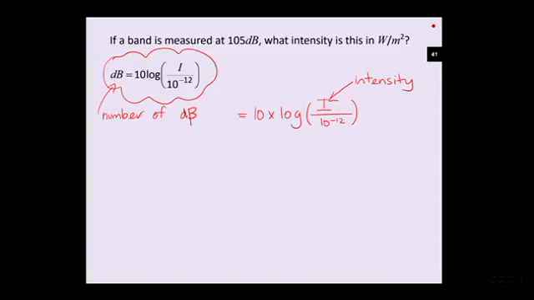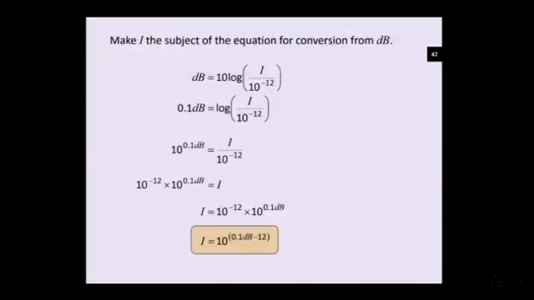I didn't read it. So this tells you the number of decibels if you know the intensity. All right, if you know the intensity. Now this is just going through an example here just to convert 105. So it's actually putting 105 on this side, and then it will go through. What this is doing is it starts with that formula, and it's going to be making I, which is intensity, the subject.